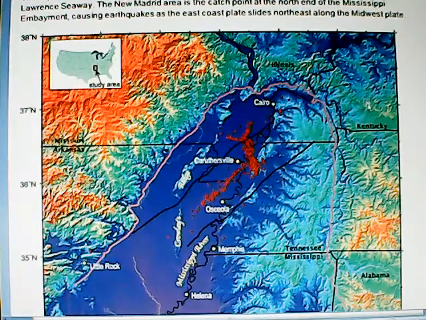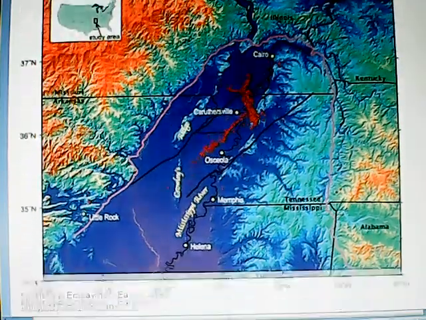Okay, and the impacts caused a slip fault. And this is the New Madrid catch point. See the earthquakes that have happened here. And this is the Mississippi embayment. Basically a gap between two plates.